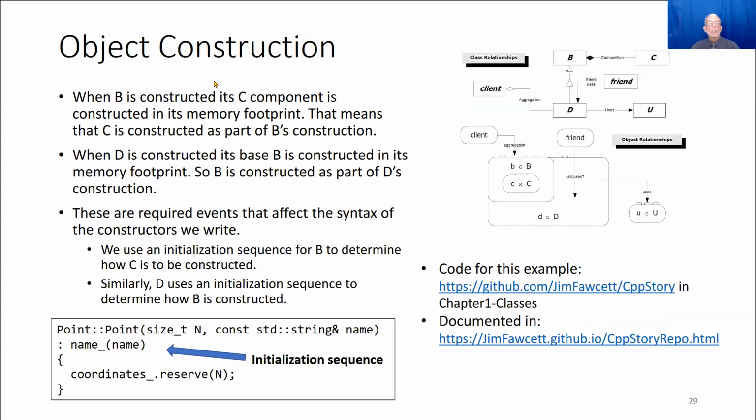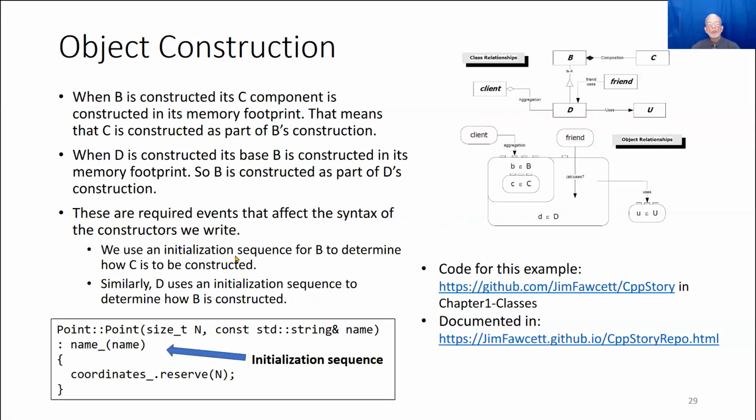So this just reiterates what we've said. When B is constructed, C is constructed, and C resides right in that memory footprint, and the same thing for D. These are required events. They have to happen. There's nothing we can do to avoid that sequence of events happening. The language guarantees it's going to happen. And that means, because of this inclusion model, that this entire region is properly constructed.